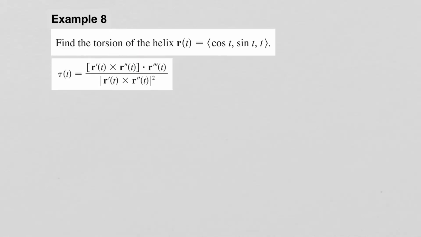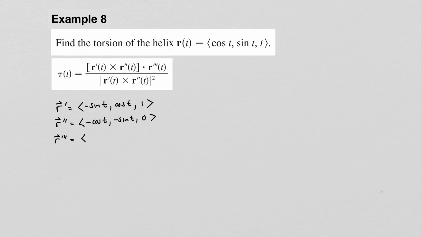So here's an example of finding the torsion of the helix that we've been discussing in multiple examples now. To do this, I need to find r prime, r double prime, and r triple prime. So let's go ahead and start finding those. So r prime is, once again, negative sine of t, cosine of t, and 1. r double prime is going to be negative cosine of t, negative sine of t, and 0. And r triple prime is going to be sine of t, negative cosine of t, and 0.